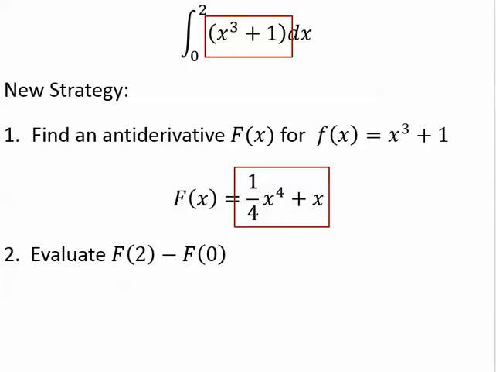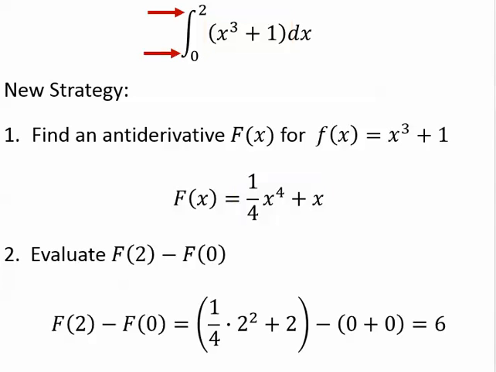We find an antiderivative. Notice that we don't need plus C, and that's because we only need one antiderivative. We don't need all of them. Then evaluate and find the difference. We get the same answer of 6.